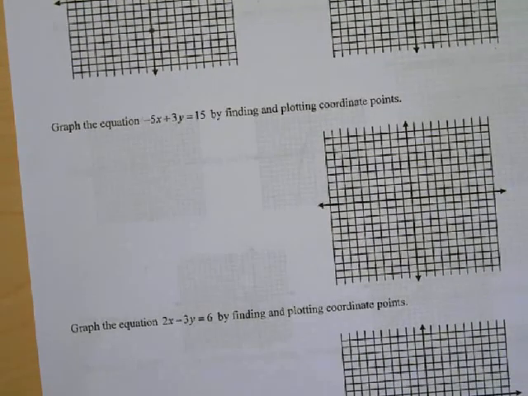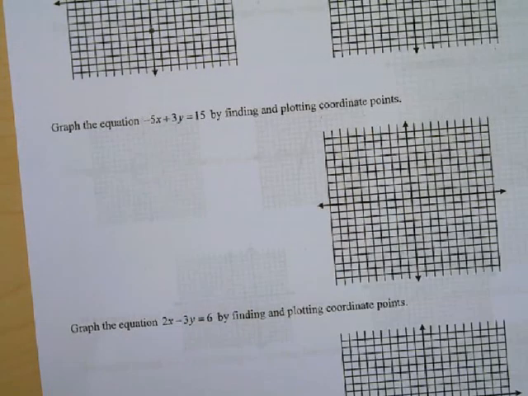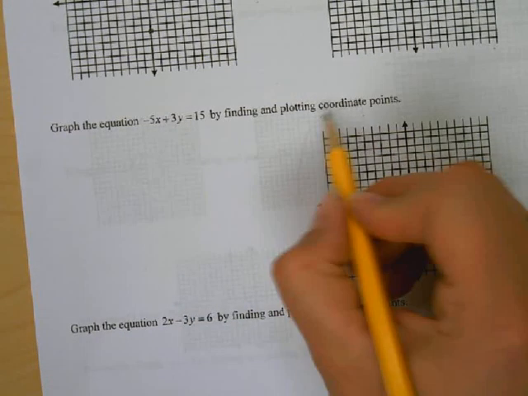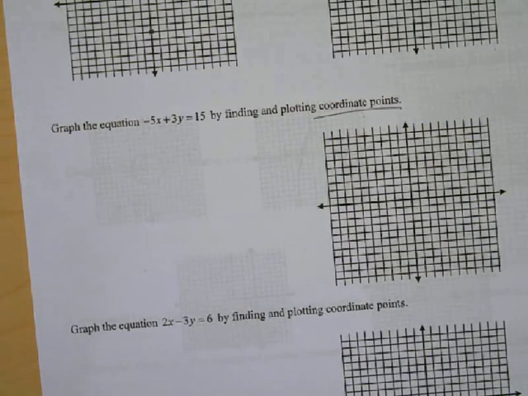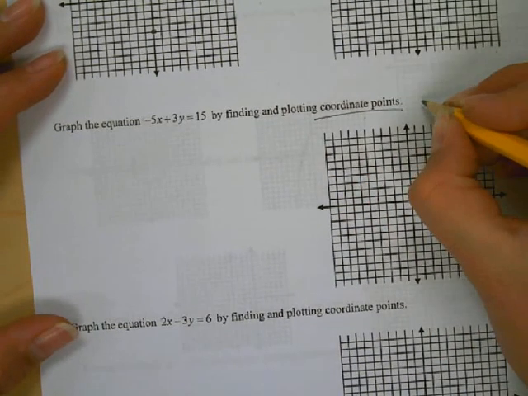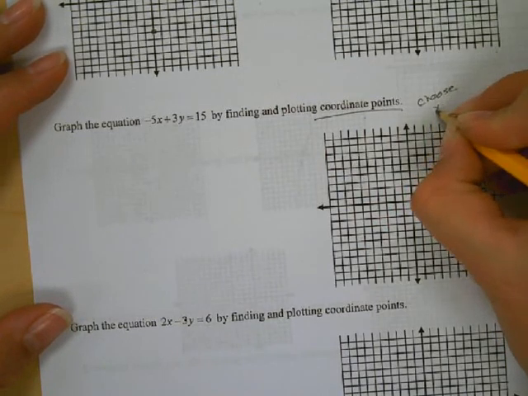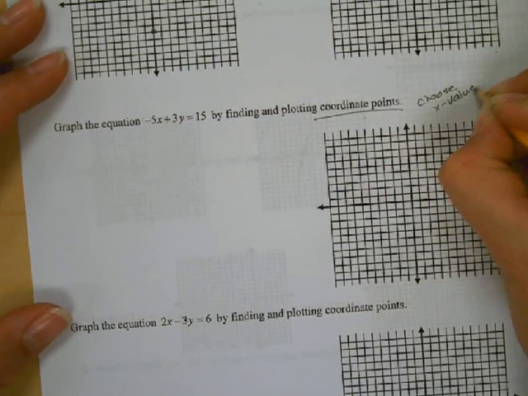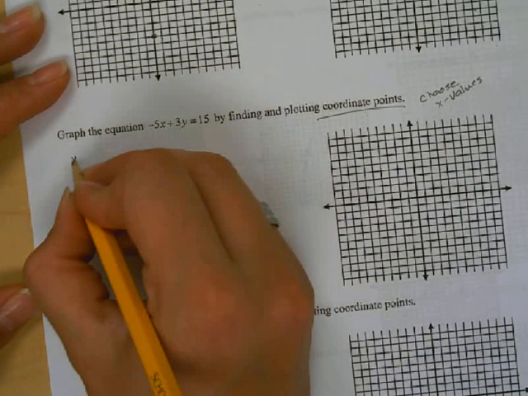Graph the equation, negative 5x plus 3y equals 15, by finding and plotting coordinate points. Okay, so first I have to find coordinate points before I can plot them. That was the very first thing I did. So to find coordinate points, I'm going to choose x values. Again, I can choose any ones that I want. I'm going to start with x is 0 because that's always the easy one.